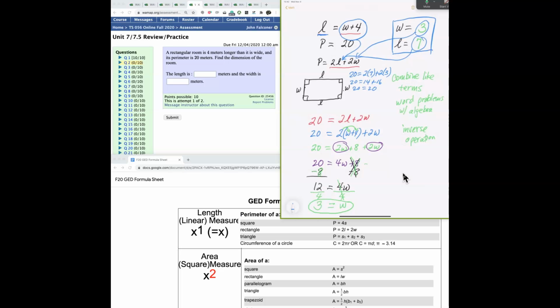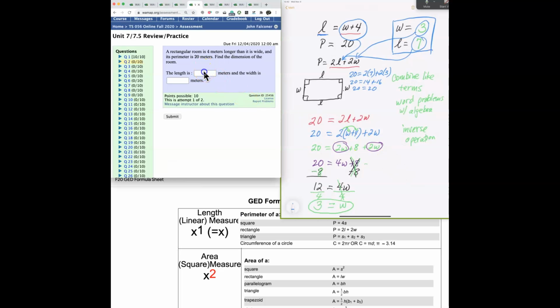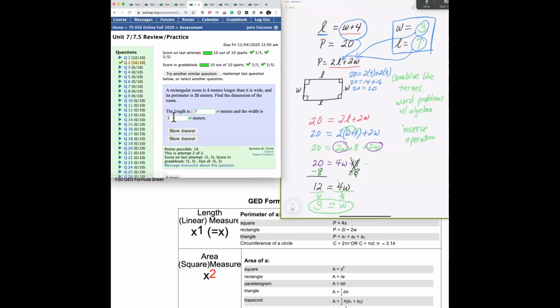And so we'll put those in the box. Careful to get them in the right box because the computer can be unforgiving. The length is 7 meters and the width is 3. Okay, so let's submit this and see how we did. Awesome, there's our green light.